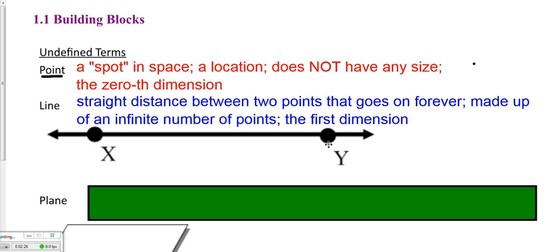So this spot X, this spot Y, this straight distance between them is called the line. Notice this line has an arrow going in left and right, meaning it goes on forever in either direction. So if it goes on forever both ways, that makes it a line. Now the line is called the first dimension because you can travel 2 ways across it. On this line we can go left in this direction, we can go right in this direction. So we have a left-right dimension to us. So this is the first dimension. Remember, a point is like the 0th dimension, there's nowhere to go. A line is the first dimension. You can go left to right across this line.